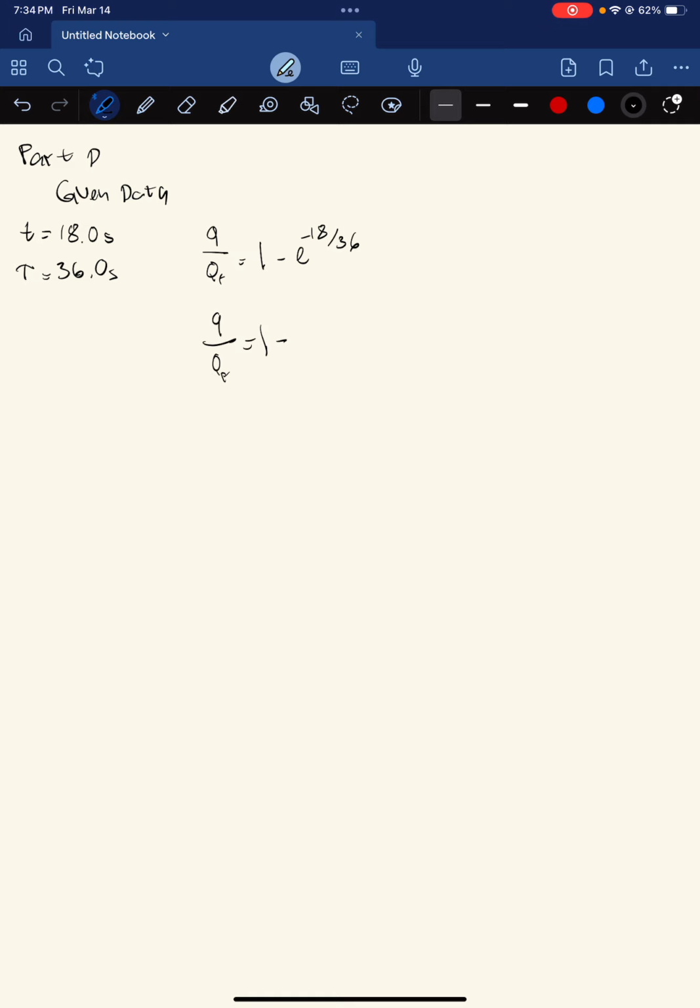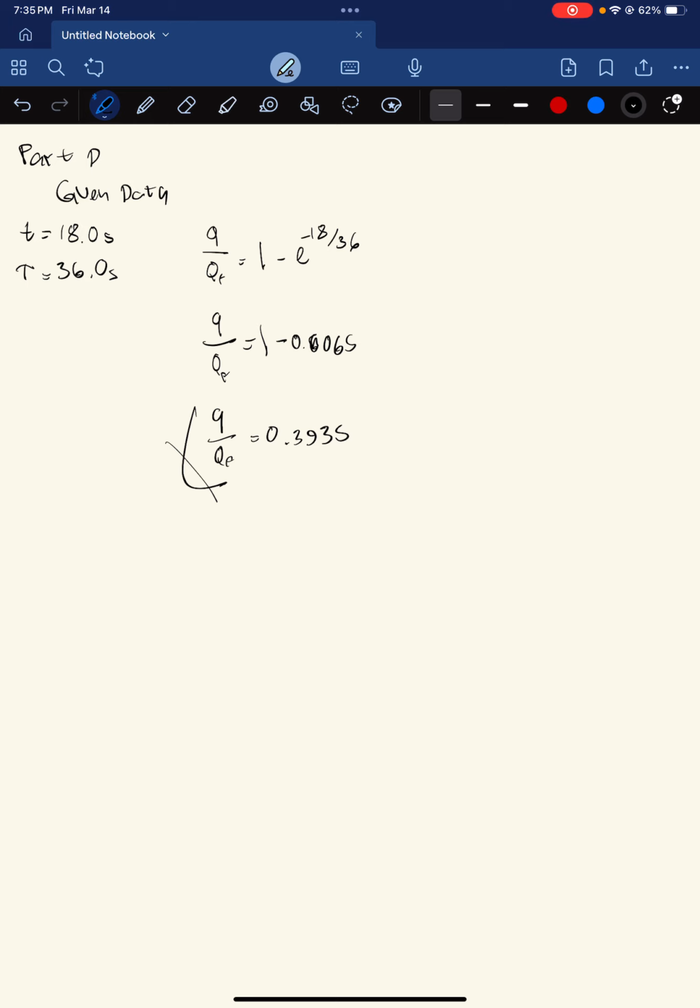Let's get that on the calculator first. So e to the minus 18 over 36. I got 0.6065. Subtract 1 minus 0.6065, it's 0.3935. That's the final answer for part D.